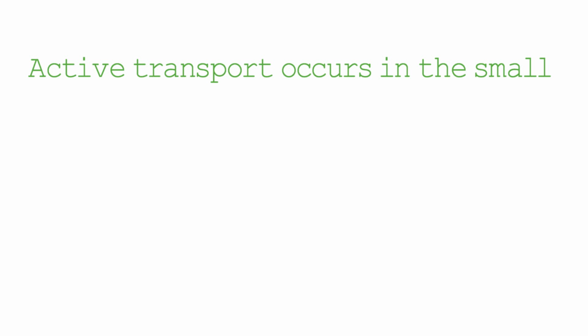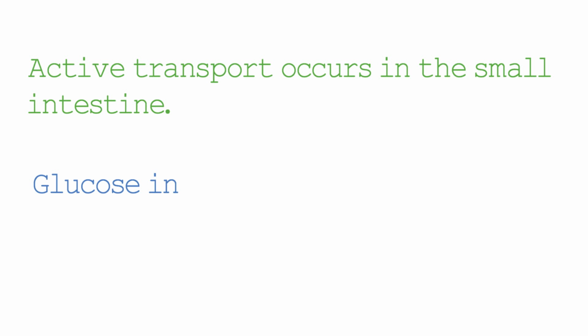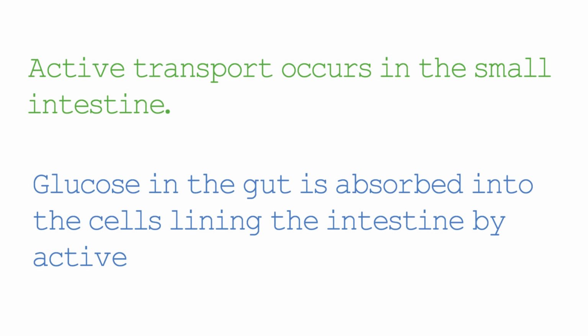Active transport occurs in the small intestine. Glucose in the gut is absorbed into cells lining the intestine by active transport.